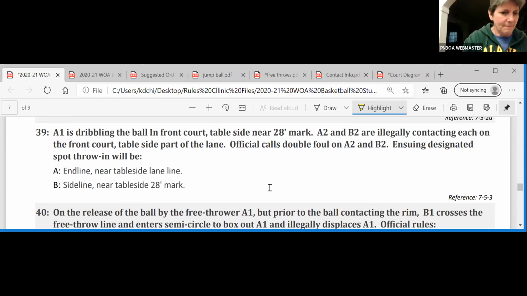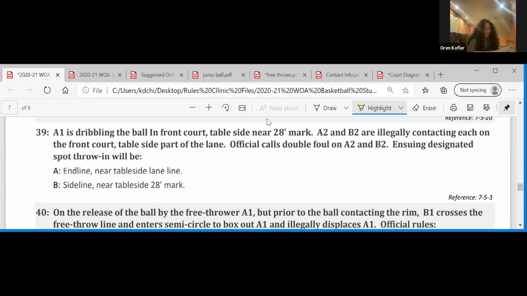Oren, you're up. A1 is dribbling the ball in the front court, table side near the 28-foot mark. A2 and B2 are illegally contacting each other in the front court, table side part of the lane. Officials call a double foul on A2 and B2. The ensuing designated spot throw-in will be on the sideline near the table side 28-foot mark.